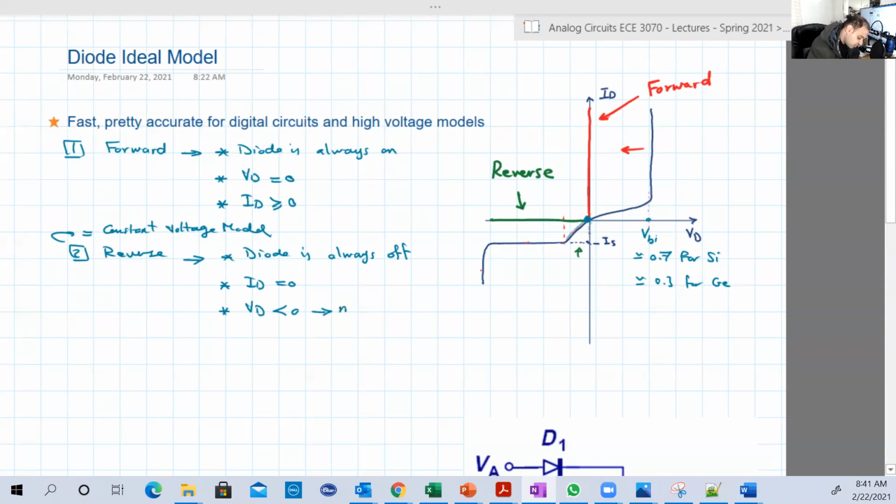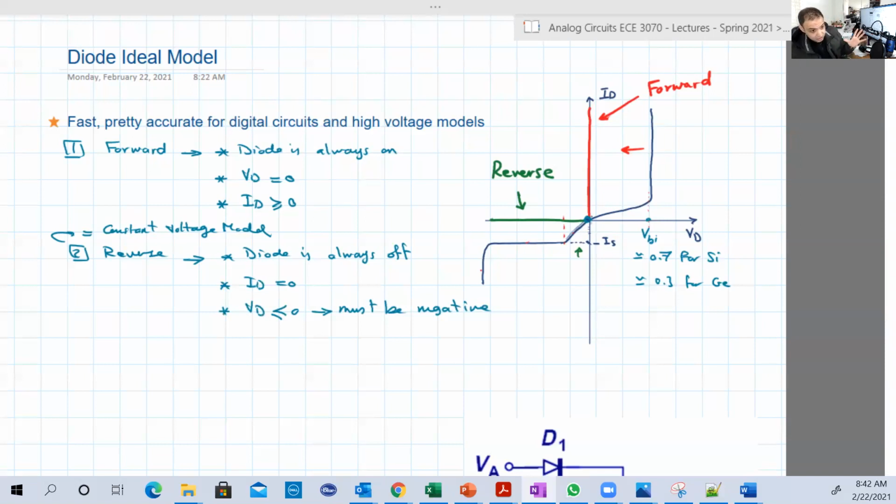So it must be negative, or less than or equal to 0, again because of the transition point here that belongs to both regions, forward and reverse. But you can't find it positive if you assume the diode is off.